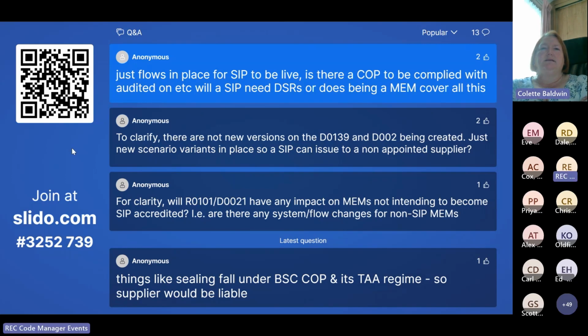Will a SIP need DSRs? I'm not sure what that means. The trouble is with acronyms, they can mean different things to different people. So I'm not really sure what DSR means in this context. If someone wants to elaborate on the question, feel free to. Otherwise, you can let us know afterwards or by service desk ticket, and we'll attempt to respond as well. But we'll park that one for now, I think.